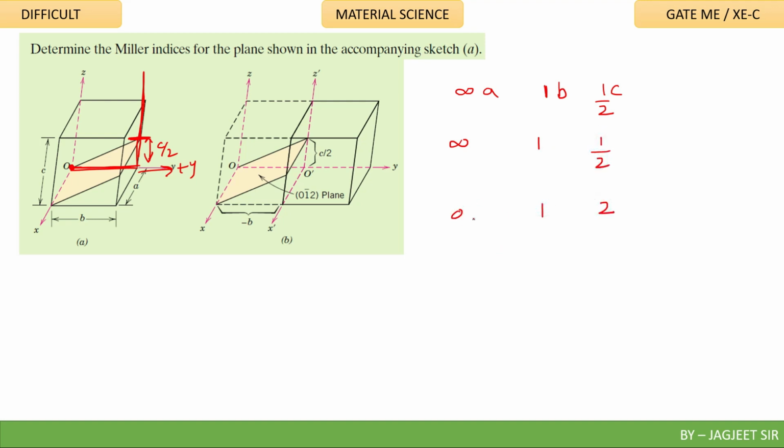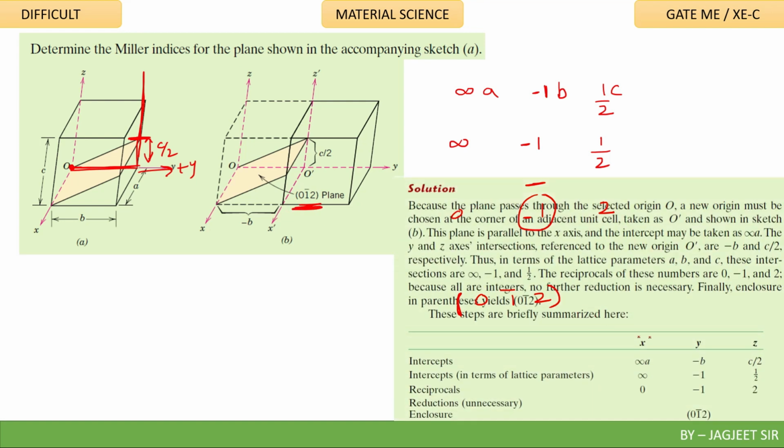Now you have to take the reciprocal, so 0, 1, 2. You can see this is already in the shortest form. This is intersecting the y-axis at a negative, so you can put a negative here. Now you have to put it into the circular bracket, and whatever is negative you have to replace with a bar. So (0 1-bar 2). I can say this is the final answer for this plane. So this is the procedure to solve this, which I have already told you.